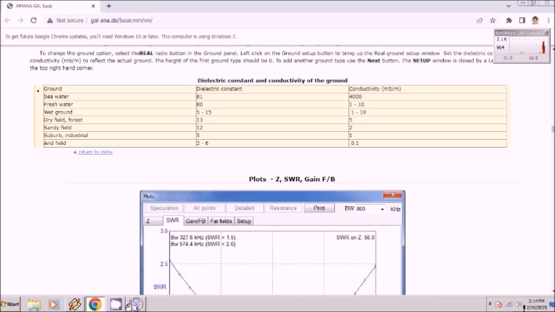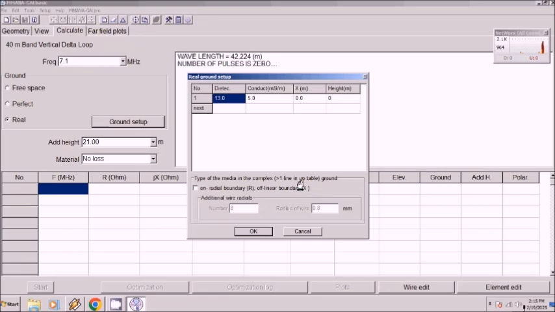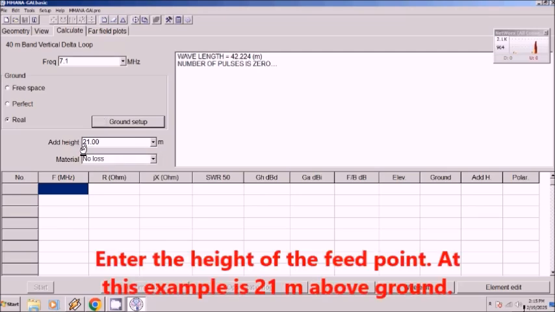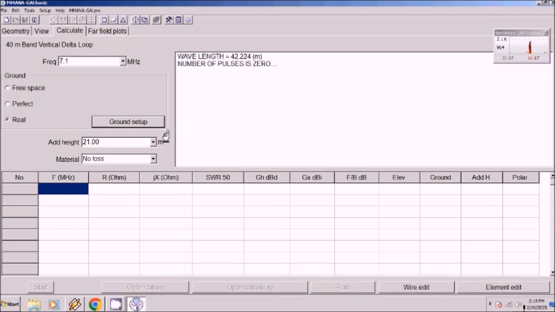Again to the software, we put dielectric 13, conductivity 5. Click OK here. Now we have to enter the value of height. Height is the height of the feed point of this delta loop, which is going to be at the top of the tower, which is 20 meters high. So we put 21 meters here. This depends on your tower height or whatever design you like.